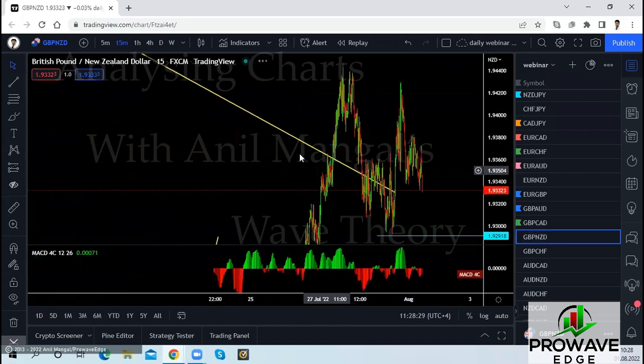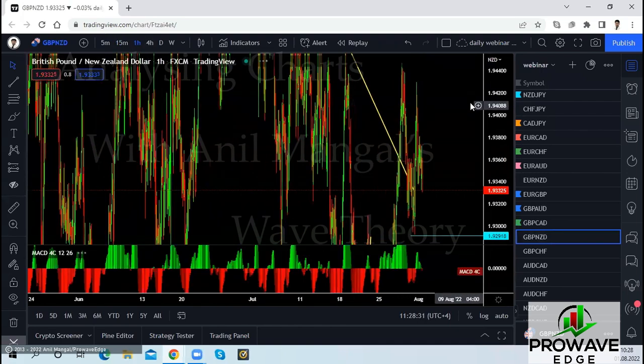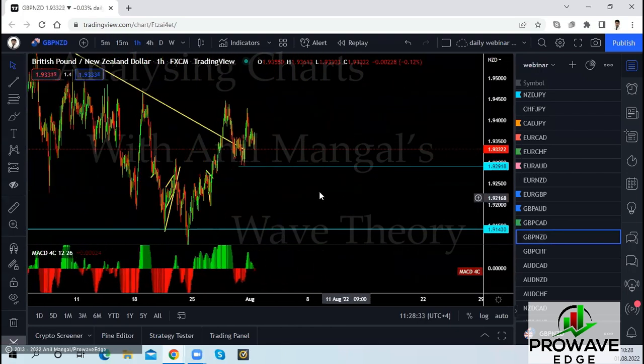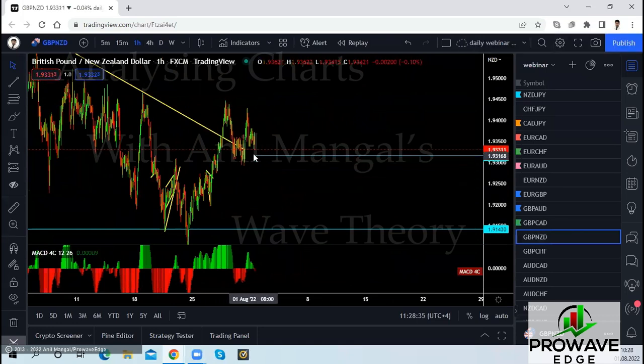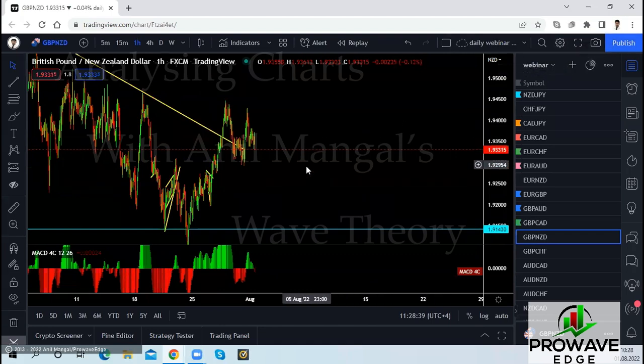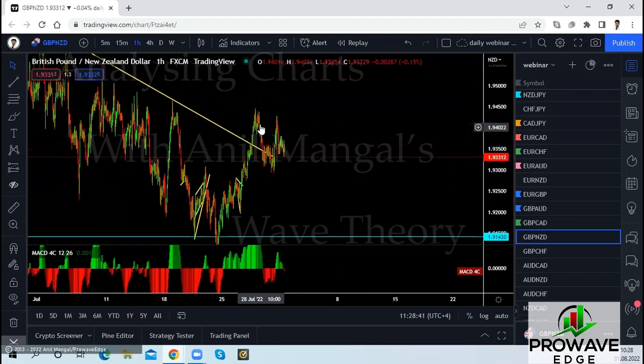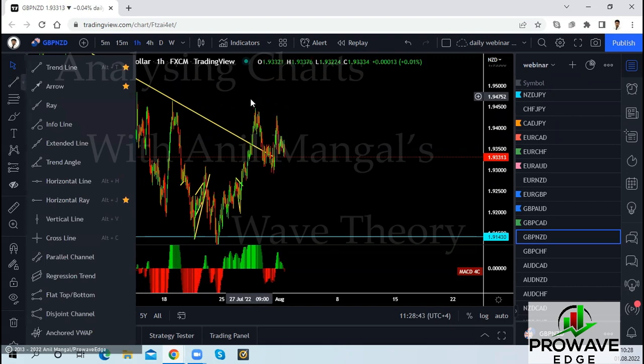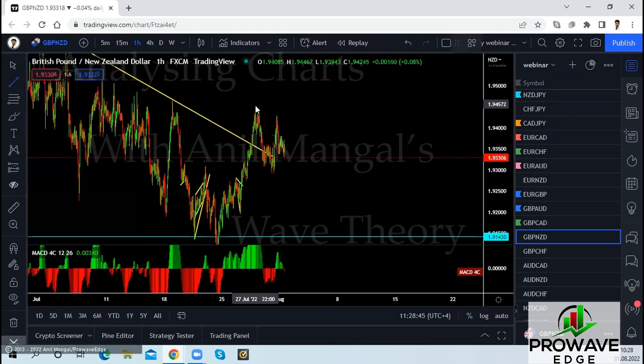Pound New Zealand. This one doesn't have any sense of direction. It should go up eventually. You have a sell setup here. I wouldn't sell it, not as yet. See, we're going up sharply and then we kind of consolidate here. I think this consolidation will go on for a while.